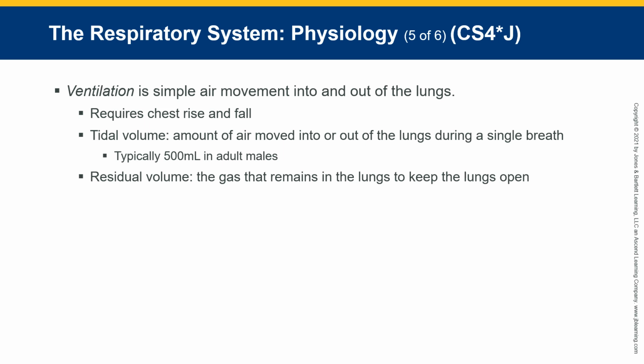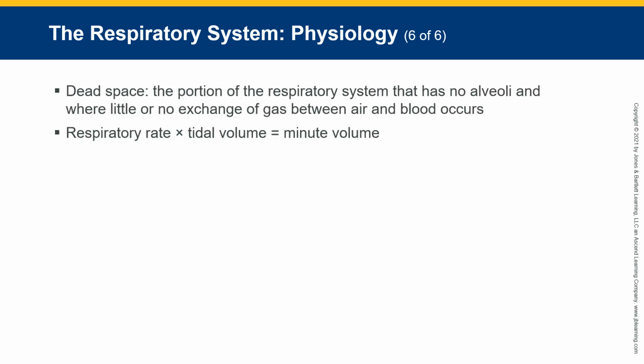Residual volume is the amount of gas that remains in the lungs to keep the lungs open. Not all gas is expelled. Some of it is maintained to keep the lungs open during the breathing process. Dead space is a portion of the respiratory system that has no alveoli and where little or no gas exchange between air and blood occurs. This could be in the bronchioles or space between alveoli that are damaged, but it's basically some amount of space in the lungs that doesn't have good oxygen absorbing ability. To find your minute volume, which is a calculation the NREMT likes you to know, take your respiratory rate times your tidal volume, and you'll get your minute volume.